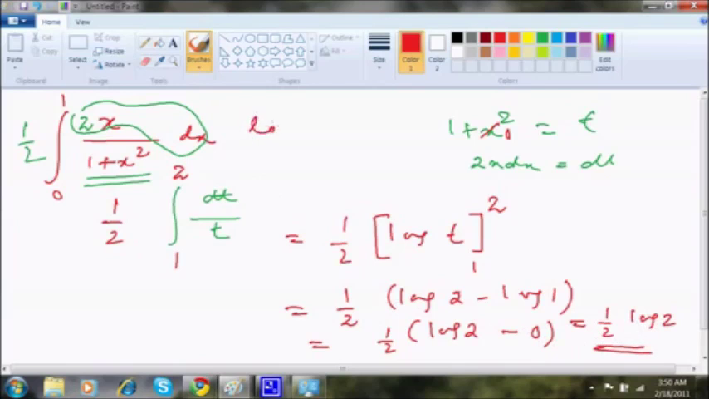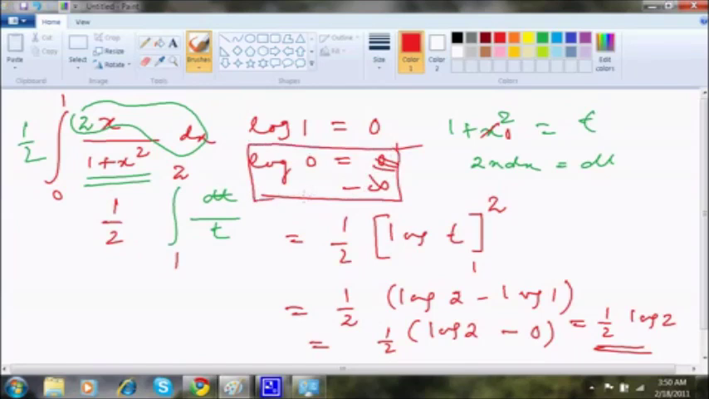Now, log of 1 is 0. Some of you might be knowing, and many of you will be telling, log of 0 is 0. Join me in the next discussion where I'll be telling you the value of log of 0 is not 0, this is minus infinity. Go with the next video to know how it is.